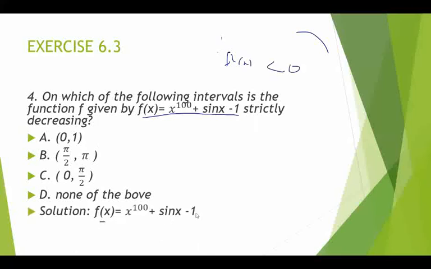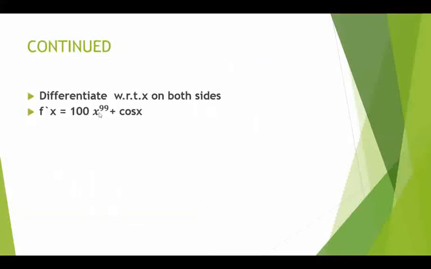I will consider the function, and the first step is to differentiate with respect to x on both sides. f dash x is 100 into x raised to 99, plus the derivative of sin x, which is cos x. And they have given you a series of intervals, so I will check those intervals one by one.